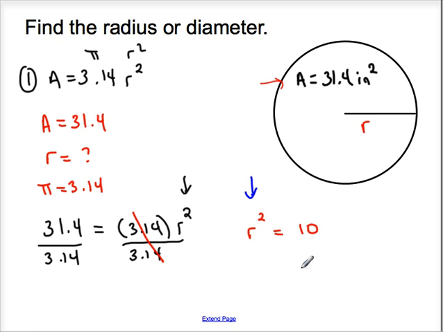Now we want to solve for r. Everything has an opposite in mathematics. The opposite of squaring something is to take the square root. What I do to one side, I do to the other. So if I take the square root of both sides, I have the square root of r squared, which goes away, leaving me with just r, and the square root of 10. There is no perfect number for the square root of 10. However, the square root of 10 is approximately 3.16 or 3.2 inches.